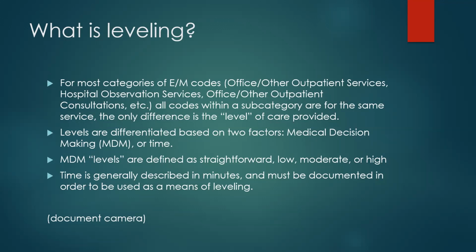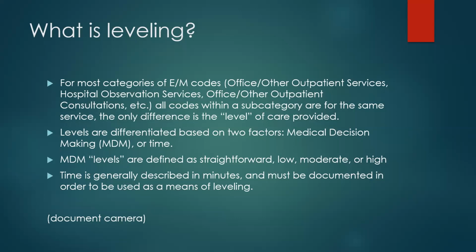And then the other way that we can determine the appropriate code to select from a certain section is time. Usually that's going to be described in minutes. So maybe 30 minutes will correspond with a certain code or a certain level, and 50 minutes might correspond with a different level, and so on and so forth. And we'll look at that here in a second. But basically what we need to take away from this is that there's 2 different ways to level an E&M code for most sections. And that's going to be MDM, medical decision making, or time.